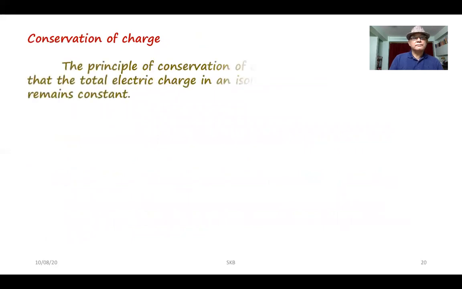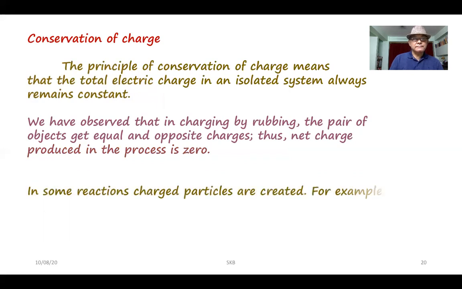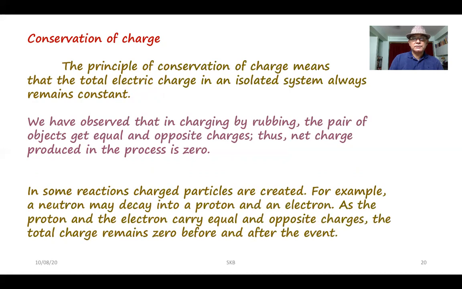Conservation of charge. The principle of conservation of charge means that the total electric charge in an isolated system always remains constant. We have observed that in charging by rubbing, the pair of objects get equal and opposite charges. Thus, net charge produced in the process is zero. Consider another example. In some reactions, charged particles are created. For example, a neutron may decay into a proton and an electron. As the proton and electron carry equal and opposite charges, the total charge remains zero before and after the event.